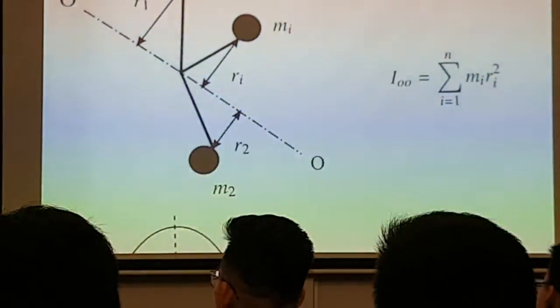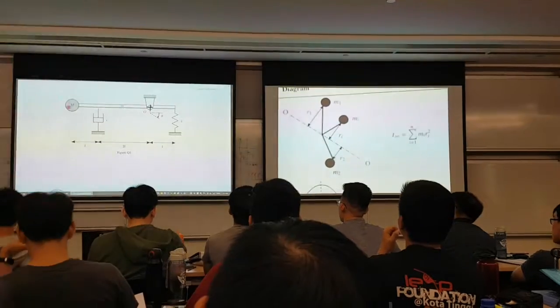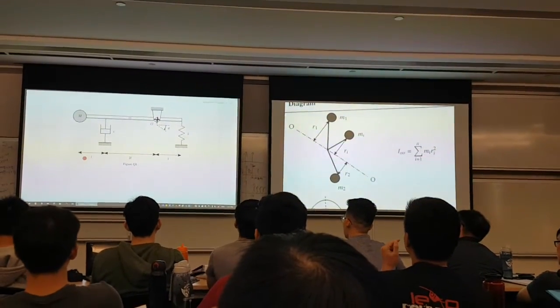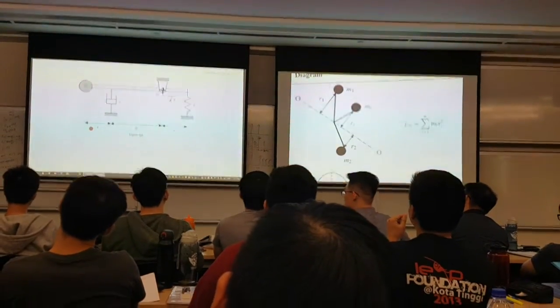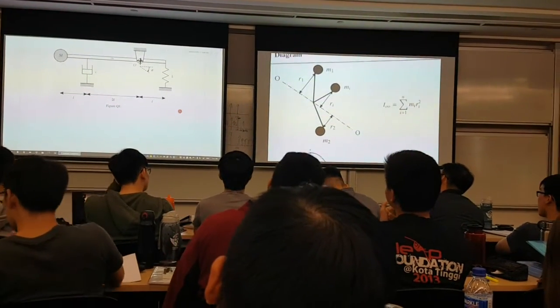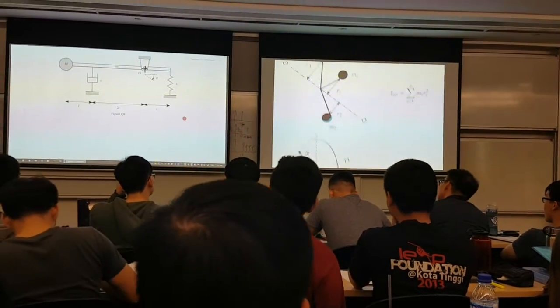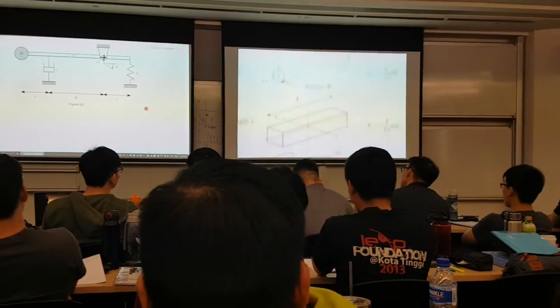pivoting axis going into and out of the paper, and then the distance to that is 3 m. So the other moment of inertia that you'll be using is for the beam.